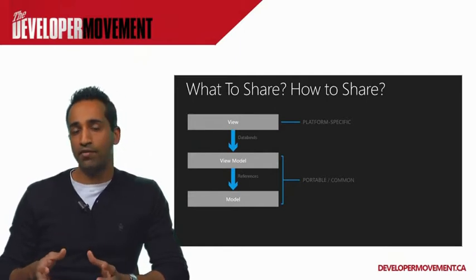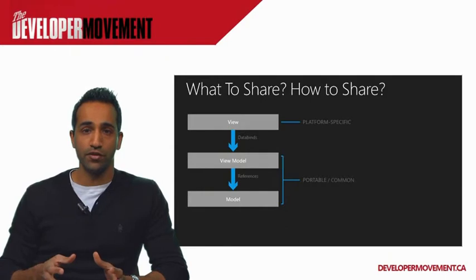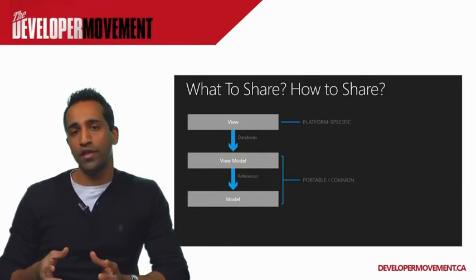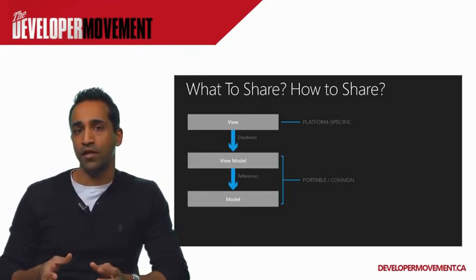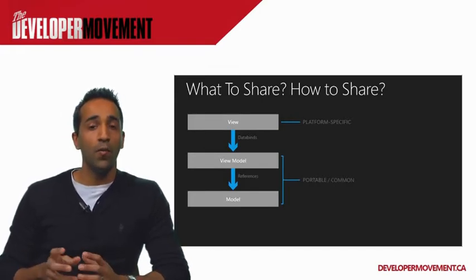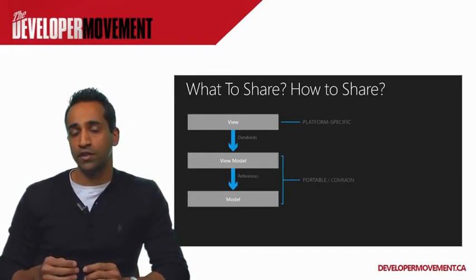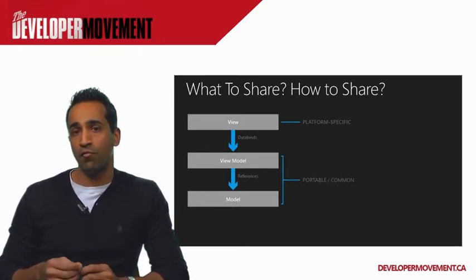Now there's one thing I haven't mentioned, and that's portable versus common. There is a difference. Portable code is code that can be compiled on any platform and run on any platform. That's what a PCL is. A portable class library can be compiled on Windows 8 and run on Windows Phone, or vice versa. Common code has to be compiled on a specific platform. It can be shared, but it needs to be compiled on the platform it's going to run on.